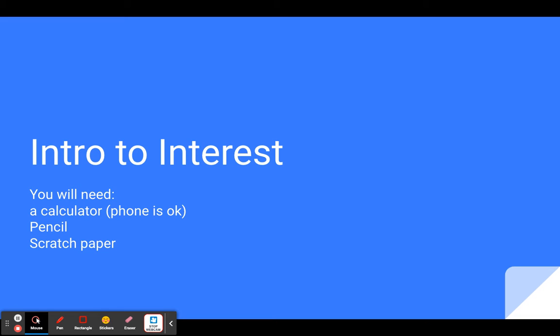So some things you're going to need today. I would have a scratch piece of paper out with a pencil or a pen, either is fine. And a calculator, either your computer or your phone is okay for a calculator. Either one works just fine there. So if you don't have a calculator on hand, you can totally use whatever you've got there.